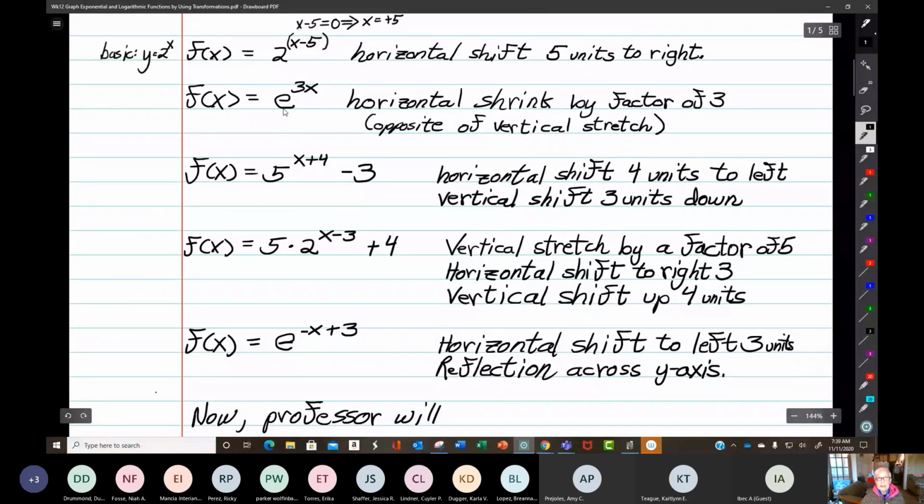Now, f of x equals e to the 3x. Well, this is different. E is, well, first let's look at pi, universal constants. You know two of them, there are more. There's pi, and that's a number that's about 3.14.